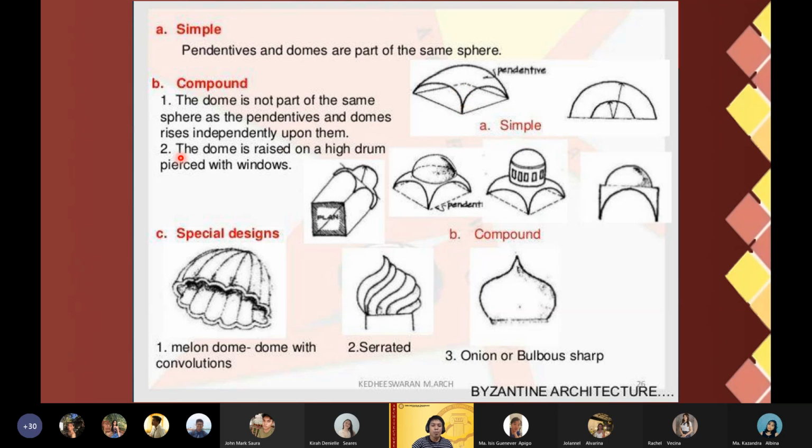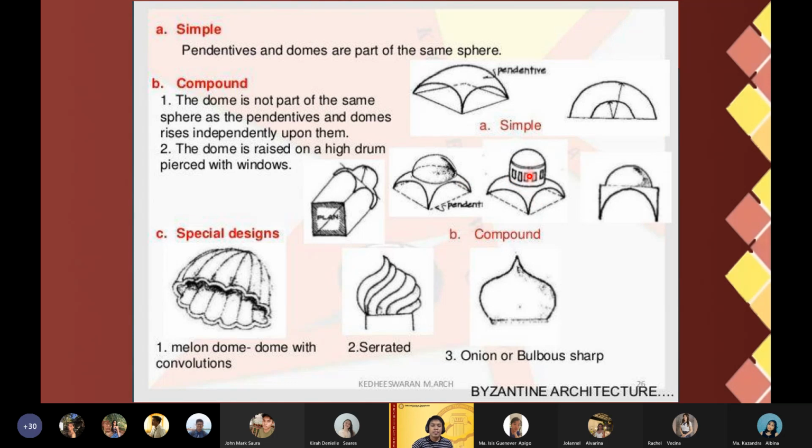For the compound dome, several elements are combined. They have the dome and the pendentives. Here, the pendentive with drums, and we have the dome on top. This vertical, cylindrical part is the drum itself.